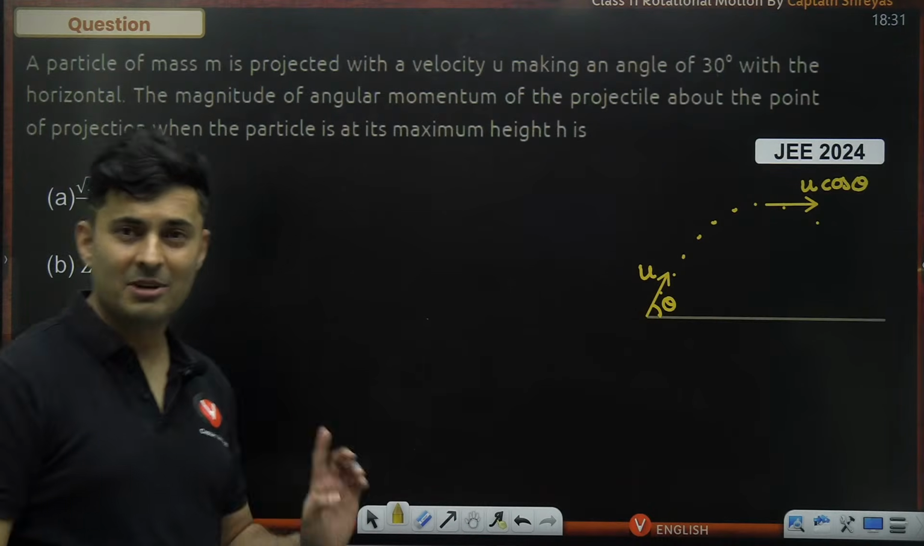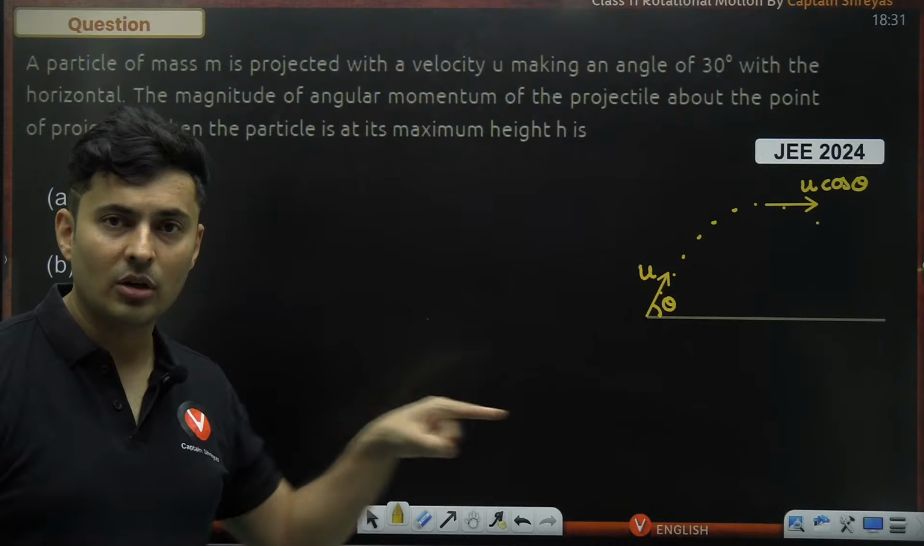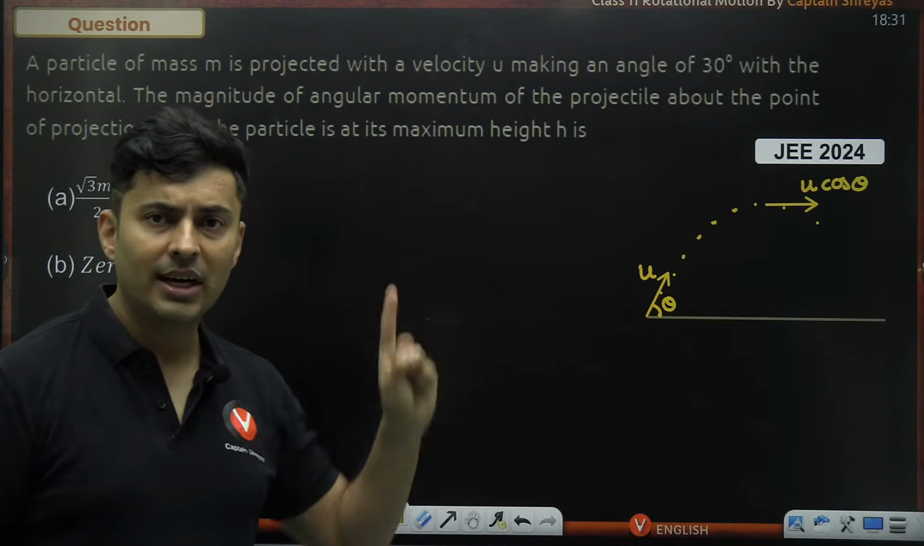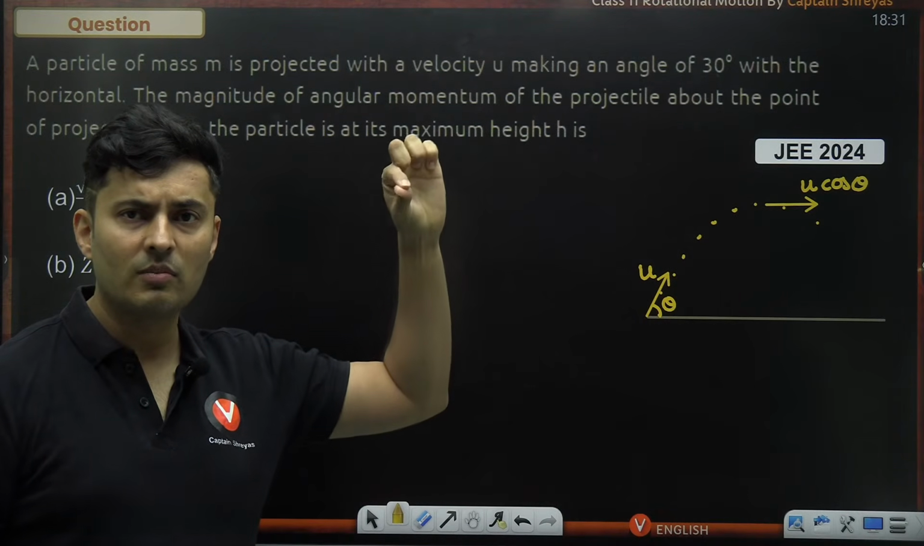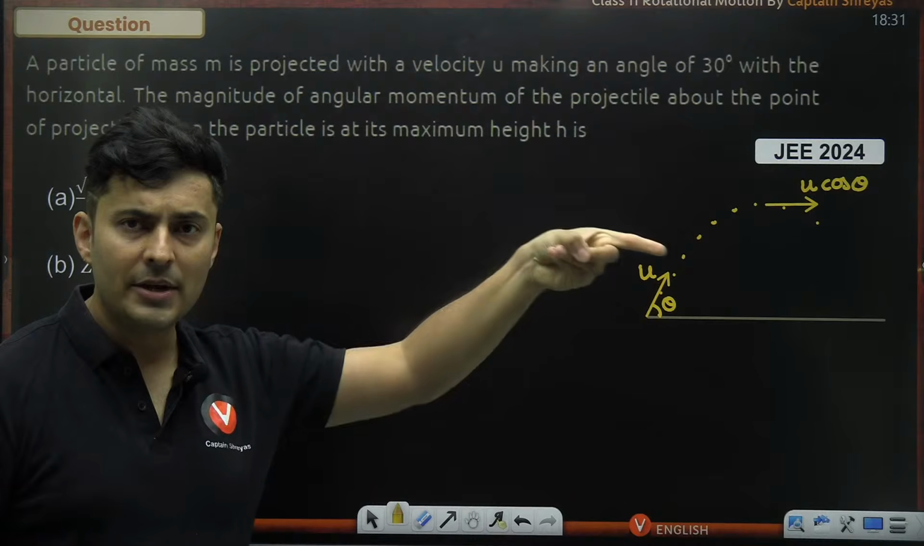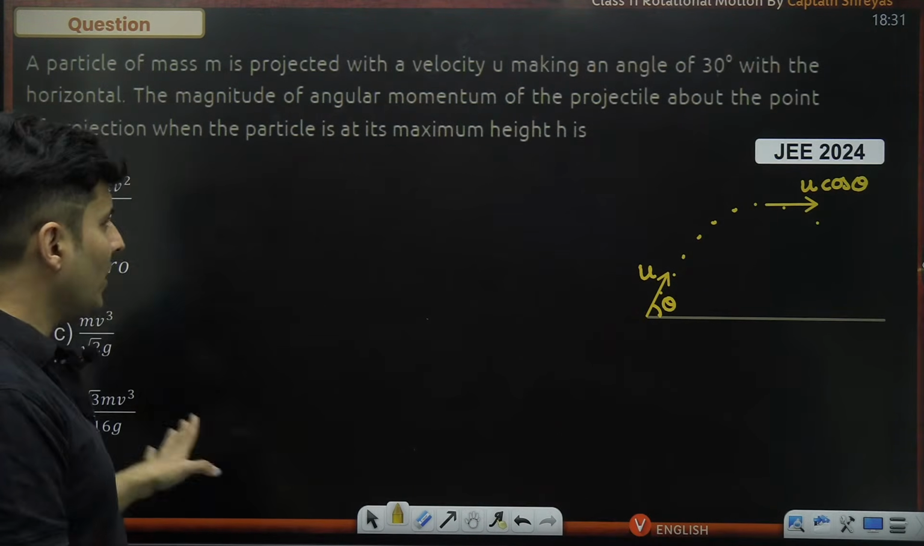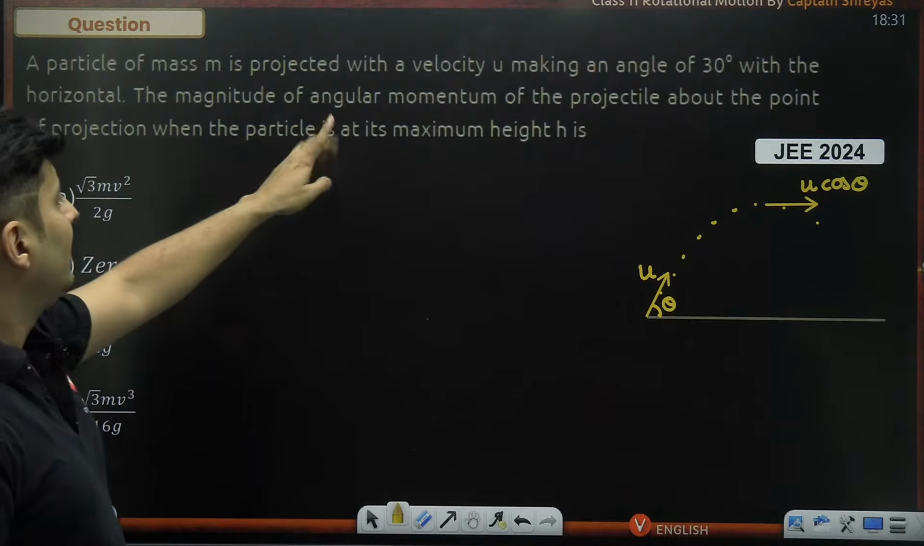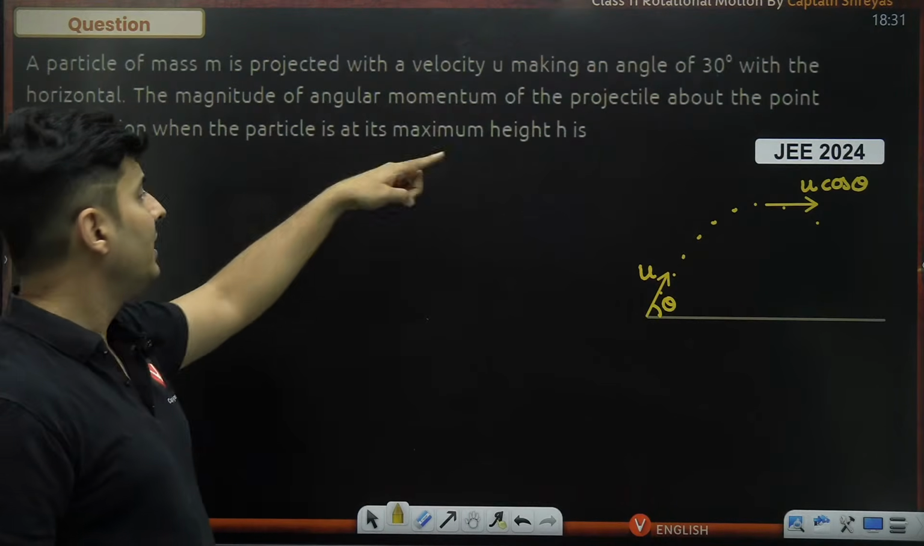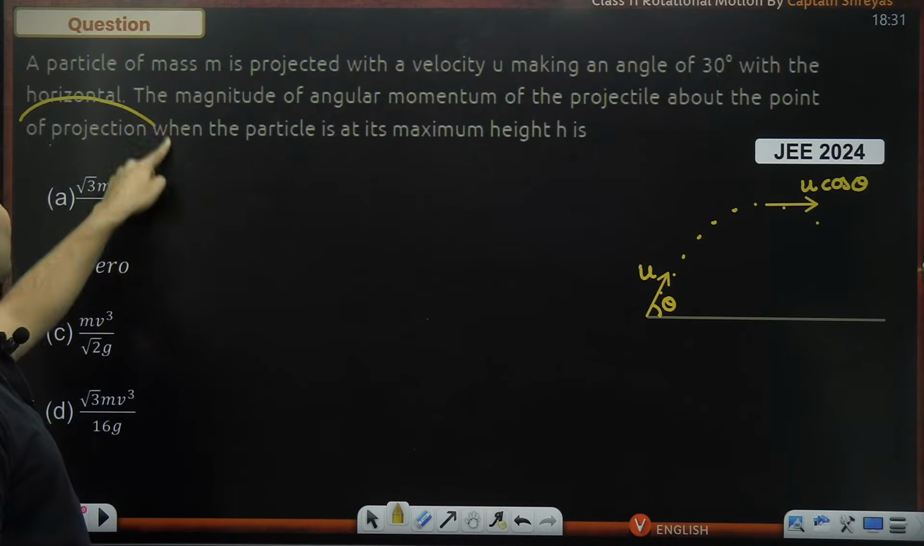It will not be same. Remember, projectile motion, horizontal component remains constant, vertical component keeps on reducing, becomes zero. So the only component which remains at the topmost point is u cos theta. Okay. Next thing, when it is at the maximum point and you have to measure it about the point of projection.